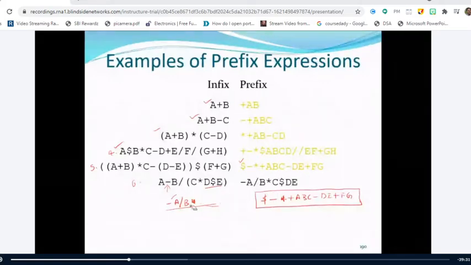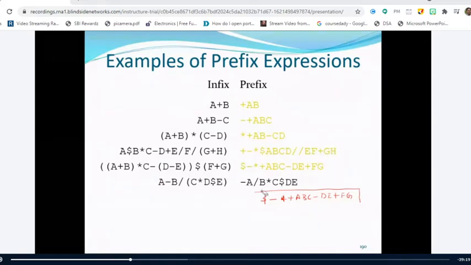This is the manual method, right? You can solve it directly without making use of stacks. If you make use of stacks, it takes some time. Why? Because you have to draw the table, and you have to read each and every token separately, and then based upon the algorithm you have to solve.